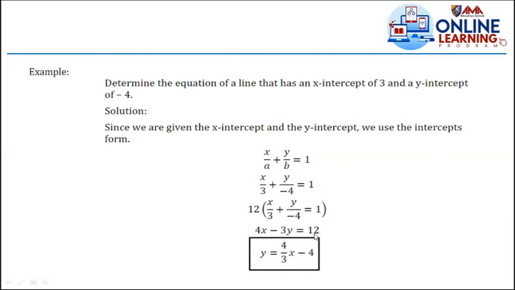So simplify it further, solving for y. y will be 4 over 3 multiplied by x minus 4. How did the 12 here become 4? We have 12 divided by 3, no? Since the LCD here is 3, 12 divided by 3, the answer is -4. So that's our answer.